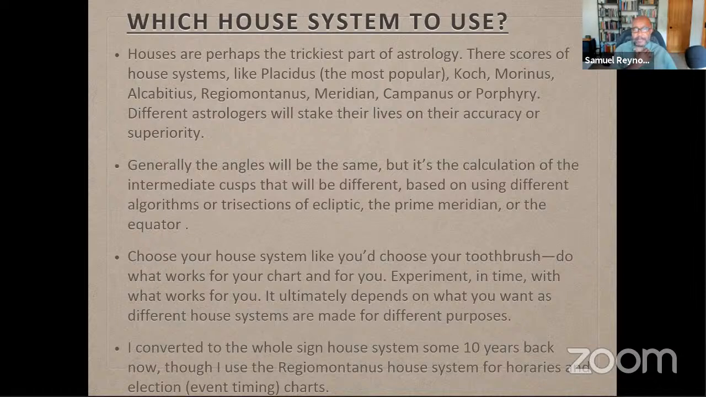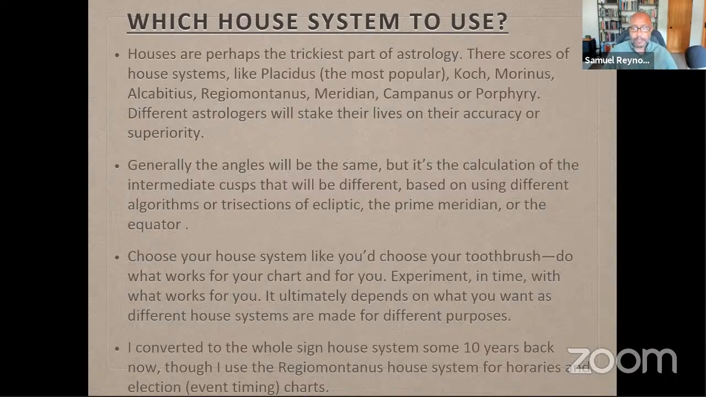And many students don't like my answer, which is okay, because they want something more tried and true, empirical, that is going to work for everybody in all time. So I'm about to disappoint you if that's what you want. I would say choose your house system like you choose your toothbrush. Choose it as something that works for you in your chart and those charts that you consistently may come to see or you test. So experiment in time with what works for you, which I'm saying you might try to play with all of them and see what makes sense.